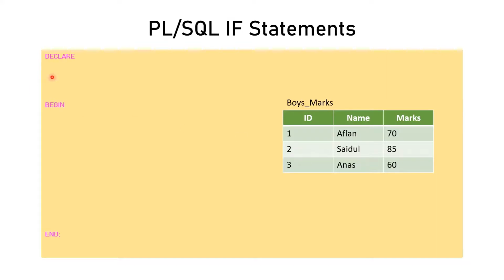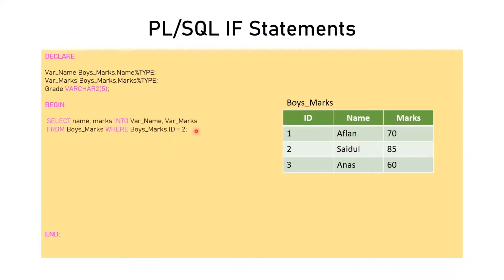So let's first declare some variables. We have a variable called var_name, which has the same data type as the name column of the boys_marks table. Next, we have another variable called var_marks, and it has the same data type as the marks column of our table. Finally, we declare a third variable called grade, and this variable will basically store the type of grade that we will get from the categorization of marks of the student.